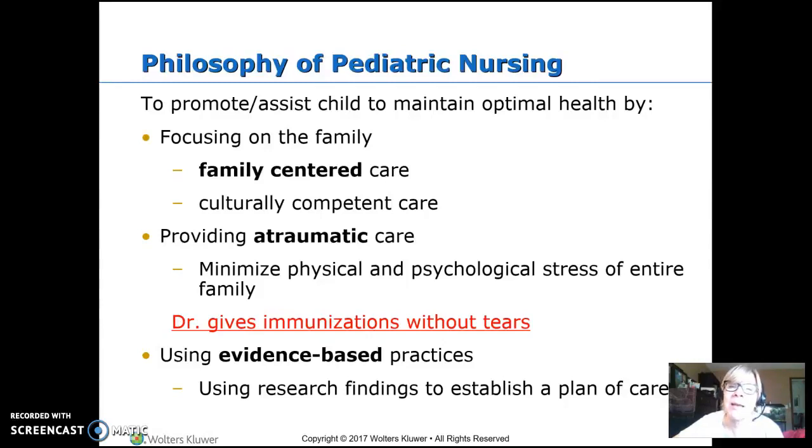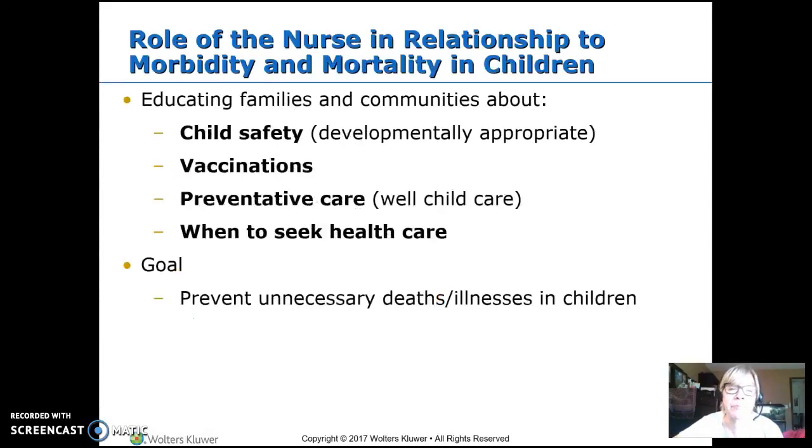The second big concept is atraumatic care. We are going to do everything we can to minimize both the physical and psychological stress of the entire family. This doesn't mean the child will never have pain, but we're going to pick the least painful method, both physical pain and psychologically. And then, like other nursing, we want everything we do to be evidence-based. Research shows this is the best choice, not just our opinion.